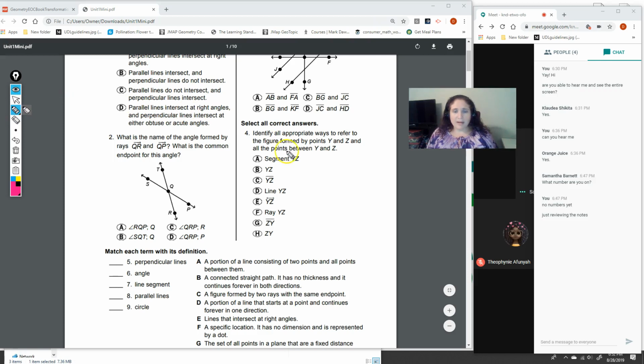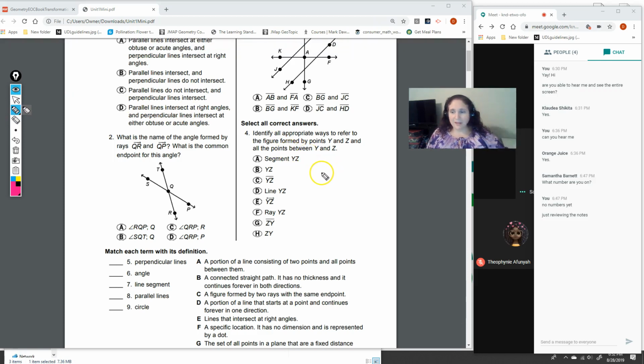In terms of identifying appropriate ways for labeling points, when it says to identify all the appropriate ways to refer to the figure formed by points YZ and all the points in between, that again is emphasizing a line segment. When you have a line segment, you're not just talking about the distance between the points, you are also talking about the specific points. And that's what we have here. So we have things like segment YZ.